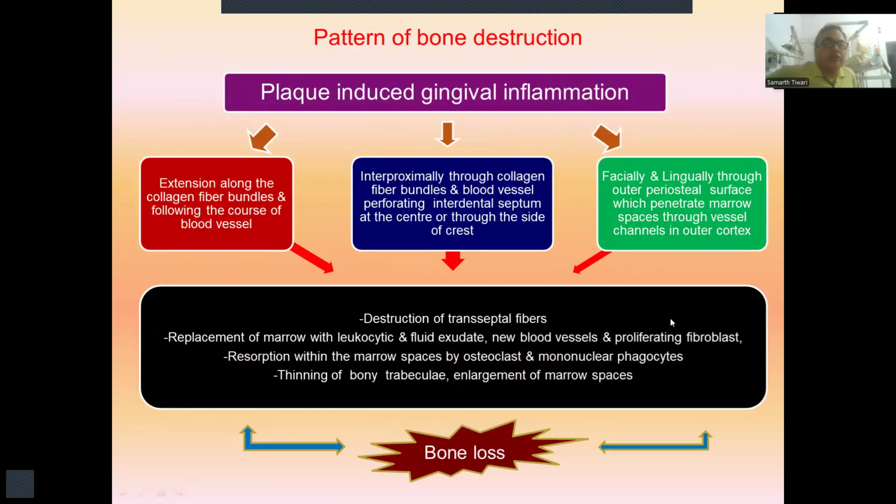Now we will come to the pattern of bone destruction. Here we can see that plaque-induced gingival inflammation causes extension of inflammation along collagen fiber bundles following the course of blood vessels, interproximally through collagen fiber bundles and blood vessels perforating the interdental septum at the center or through the side of the crest, facially and lingually through the outer periosteal surface which penetrates marrow spaces through vessel channels in the outer cortex. This leads to destruction of transseptal fibers, replacement of marrow with leukocytic and fluid exudate, new blood vessels and proliferating fibroblasts, resorption within marrow spaces by osteoclasts and mononuclear phagocytes, thinning of bony trabeculae, and enlargement of marrow spaces. This leads to bone loss.